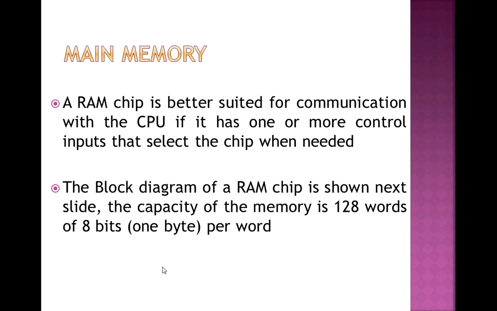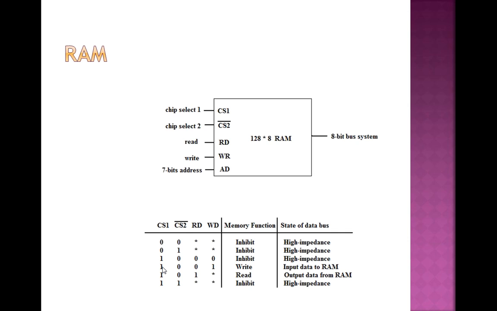A RAM chip is better suited for communication with the CPU if it has one or more control inputs that select the chip when needed. So this says a RAM chip is the most suitable for communication with the CPU. Whenever the CPU wants to insert or execute instructions, that communication is done by the RAM chip, if it has one or more control inputs that select the chip when needed. The block diagram of a RAM chip is available. The capacity of the RAM chip is 128 words of 8 bits, that is 1 byte per word.